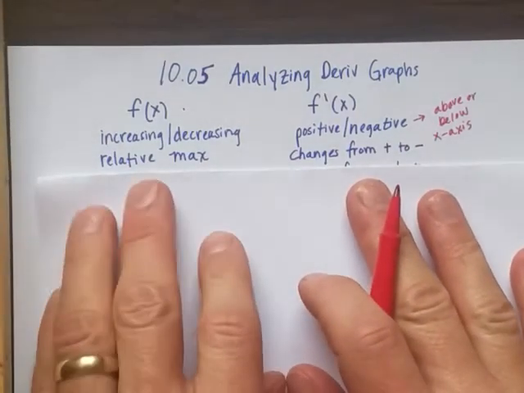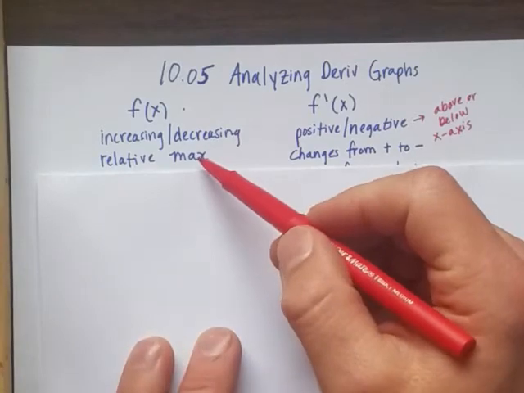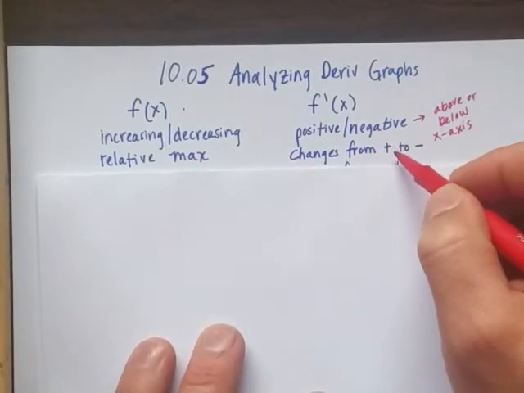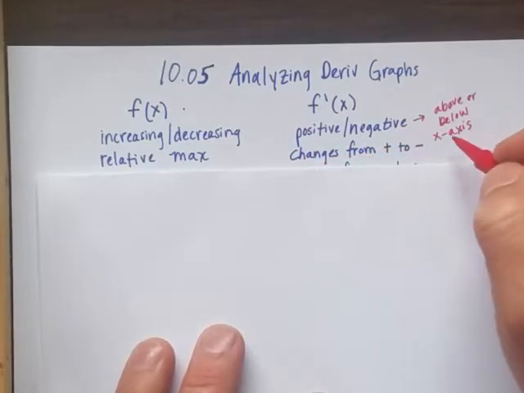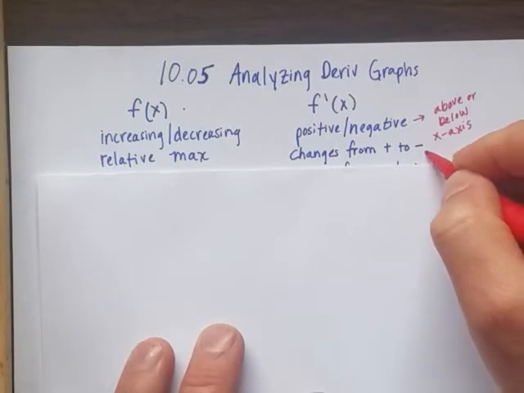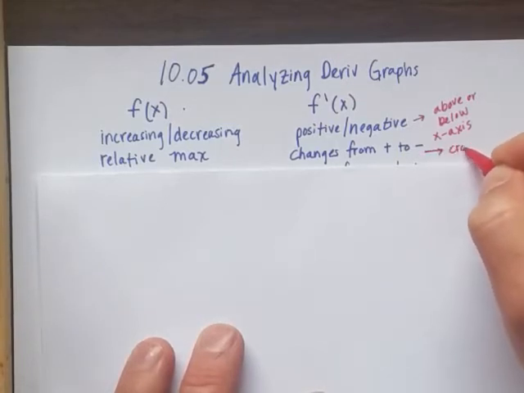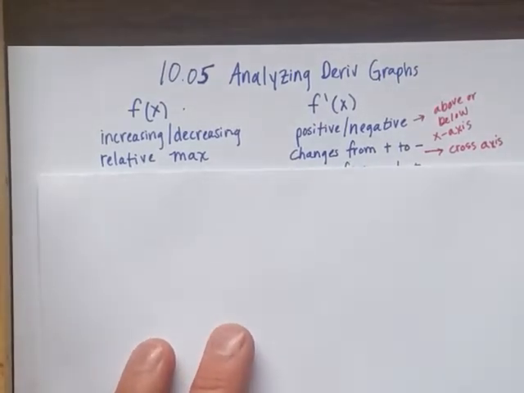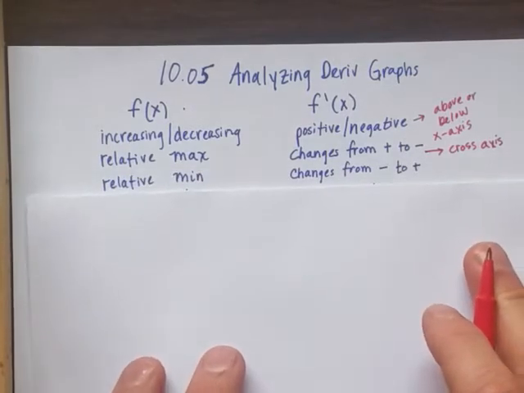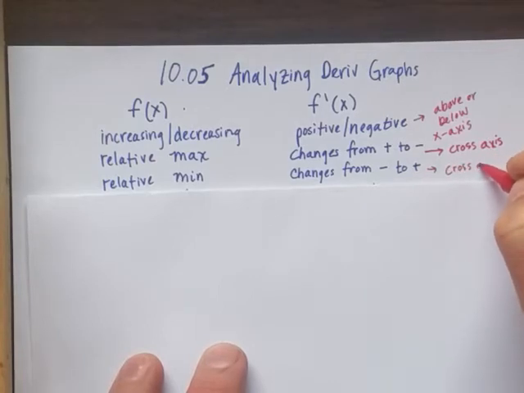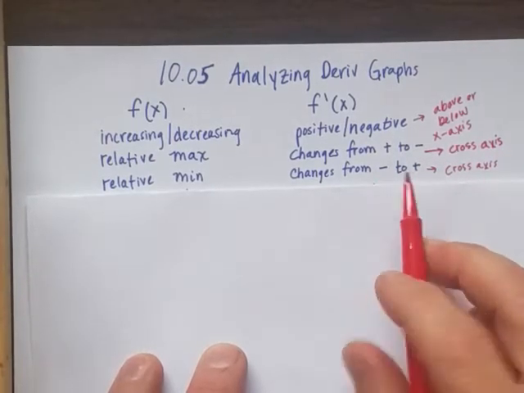If there's a relative maximum, that means that the slope is changing from positive to negative, increasing to decreasing. So here we're looking for basically a change from positive to negative. Once again, this is going to cross the axis. All right, so it's going to go from the positive to the negative. Same thing for relative minimum. That's also going to cross the axis. It's going to go from the negatives to the positives this time.